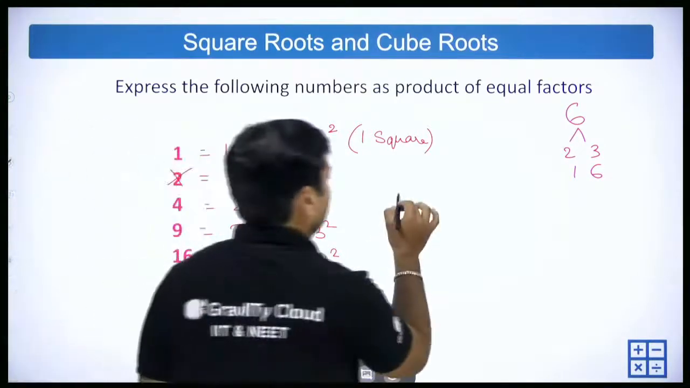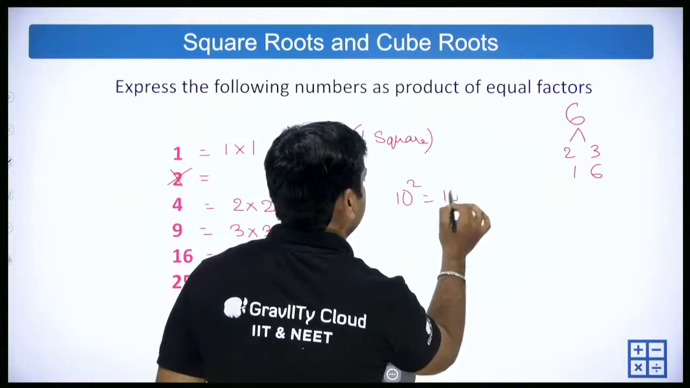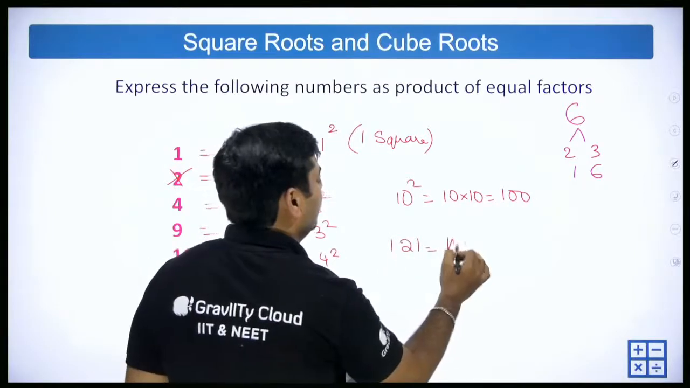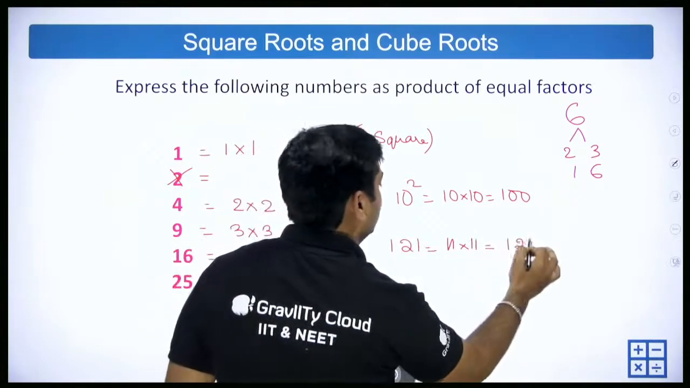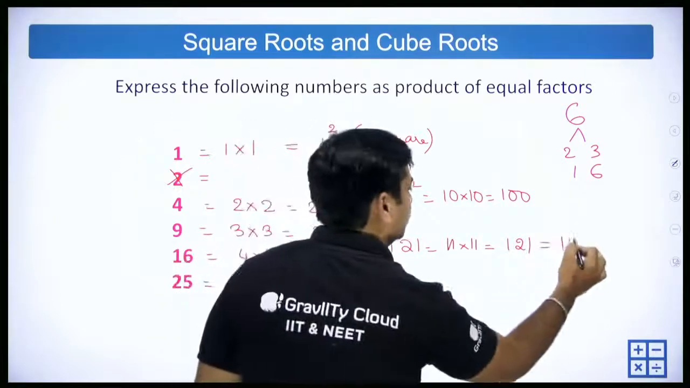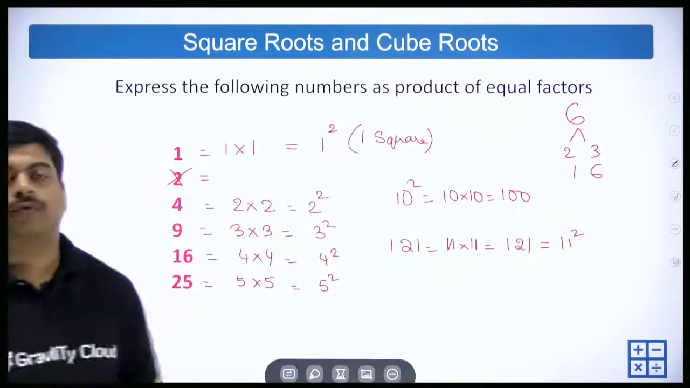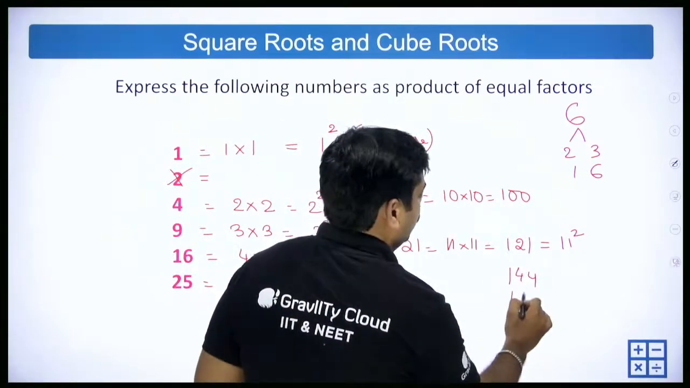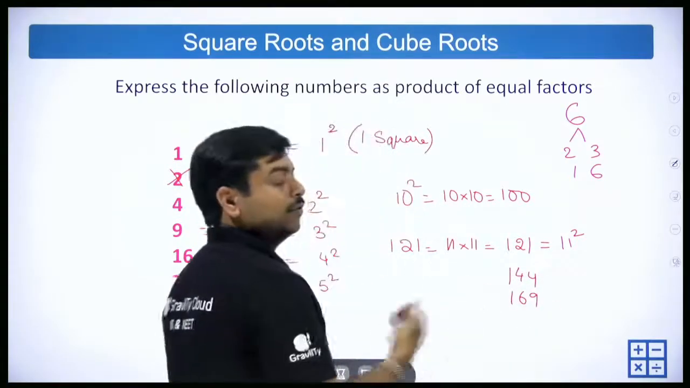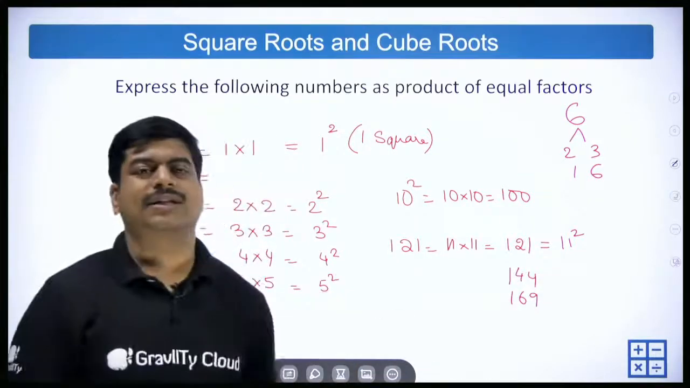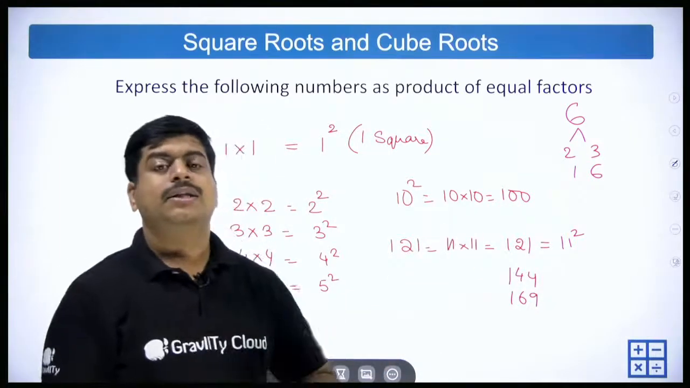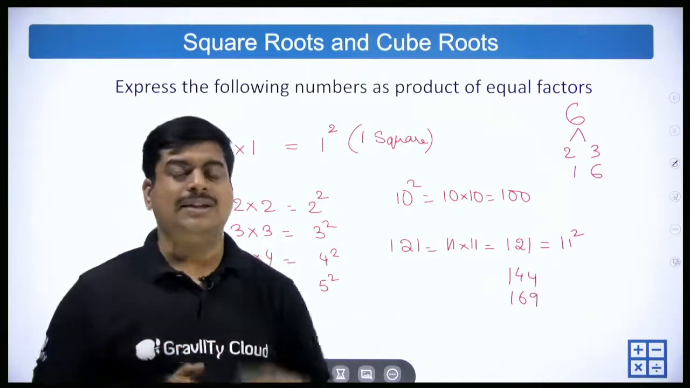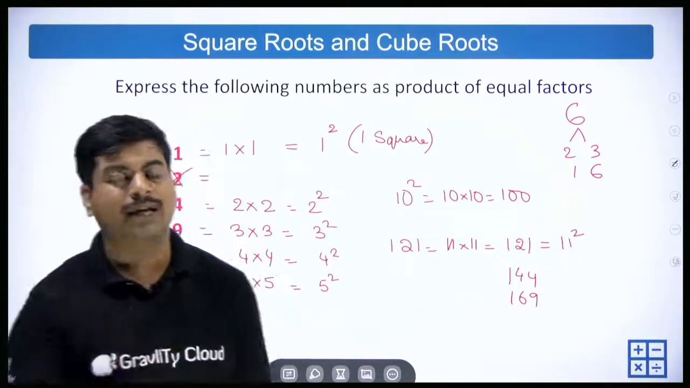For example, I write 10 square, which means 10 into 10, which is 100, correct? I have 121, we can write as 11 into 11, which is 11 square. 12 into 12 is 144, 13 into 13 is 169, 14 into 14, 15 into 15 is 225, 16 into 16 is 256, we just solved that. So in that way, when the same number is multiplied by itself, we get a square. We read that as a square, okay?